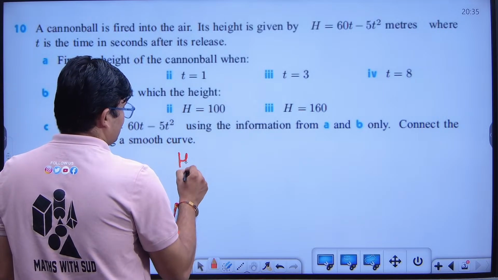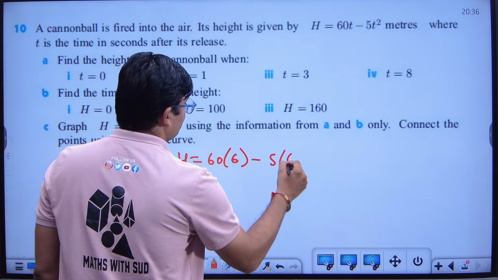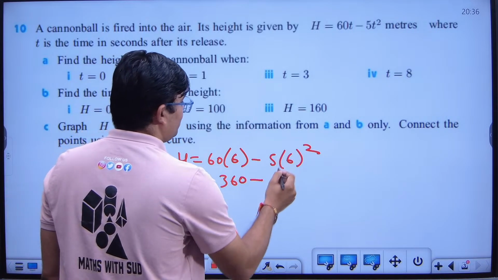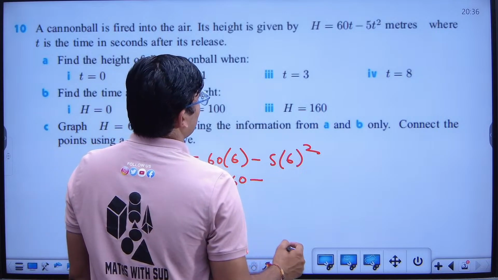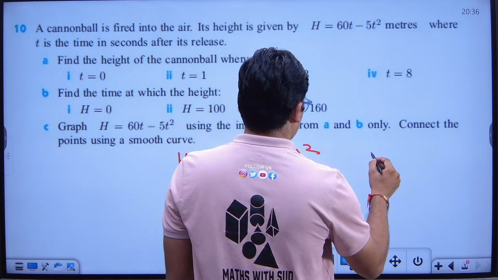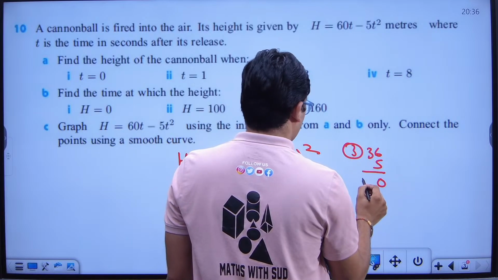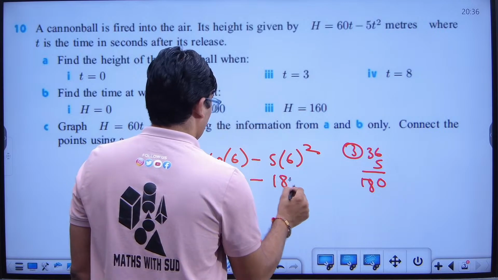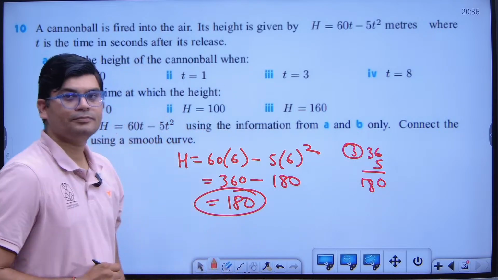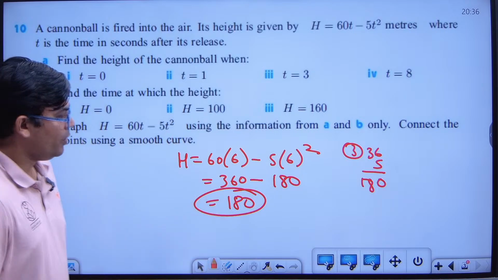Let us check as well. So h is equal to 60 into 6 minus 5 into 6 square. So this is going to be 360 minus 5 into 6 square. How much is 5 into 6 square? 6 square is 36. 36 into 5. 5 into 6, 30. 5 into 3 is 15, so 180. So please remember, 180 is the highest height. Okay. 180 is the highest height.